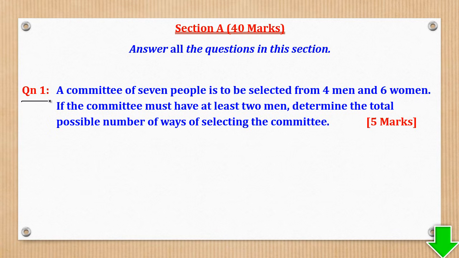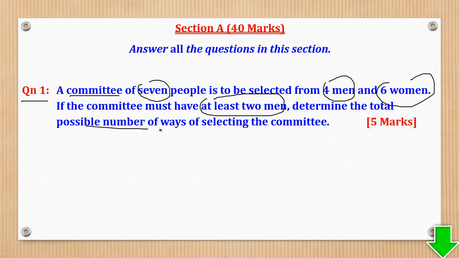So question 1 of section A said, a committee of 7 people is to be selected from 4 men and 6 women. If the committee must have at least 2 men, determine the total possible number of ways of selecting the committee.